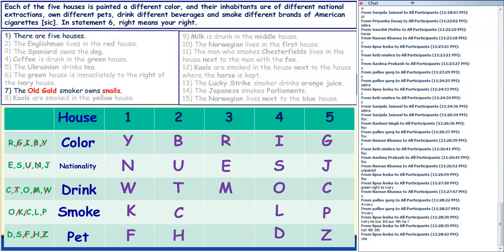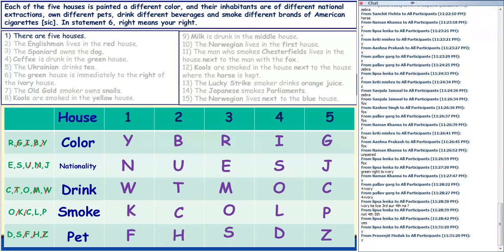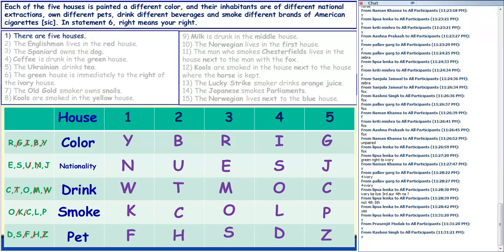The old gold smoker Smith. That's it. So that is a complete table. So I hope that this is clear. Any doubts? The reason for taking this question is that the approach is important. At times we can use this concept of pairing and unpairing. How many paired items are there? How many unpaired items are there?